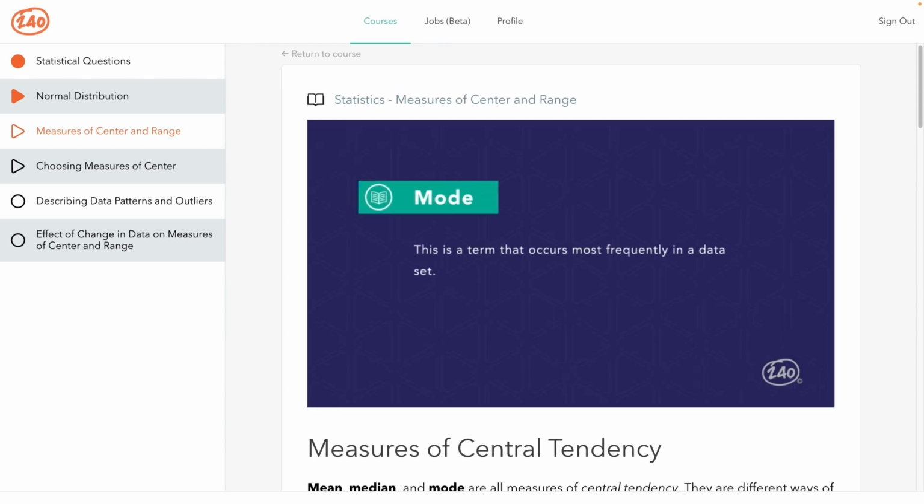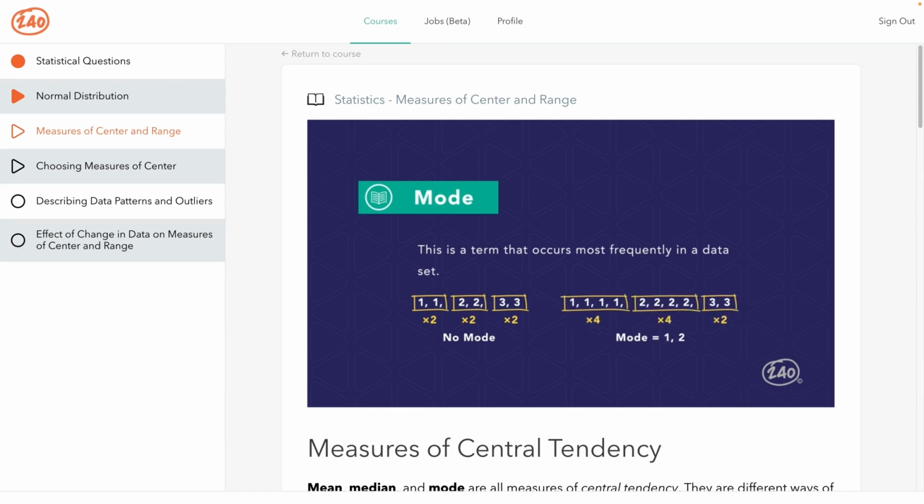The mode is the term that occurs most frequently in a data set. Some sets of data have no mode. This occurs when all terms share the same frequency. Some sets of data have more than one mode. This happens when multiple pieces of data in a set appear the same number of times and appear more than any other data values.